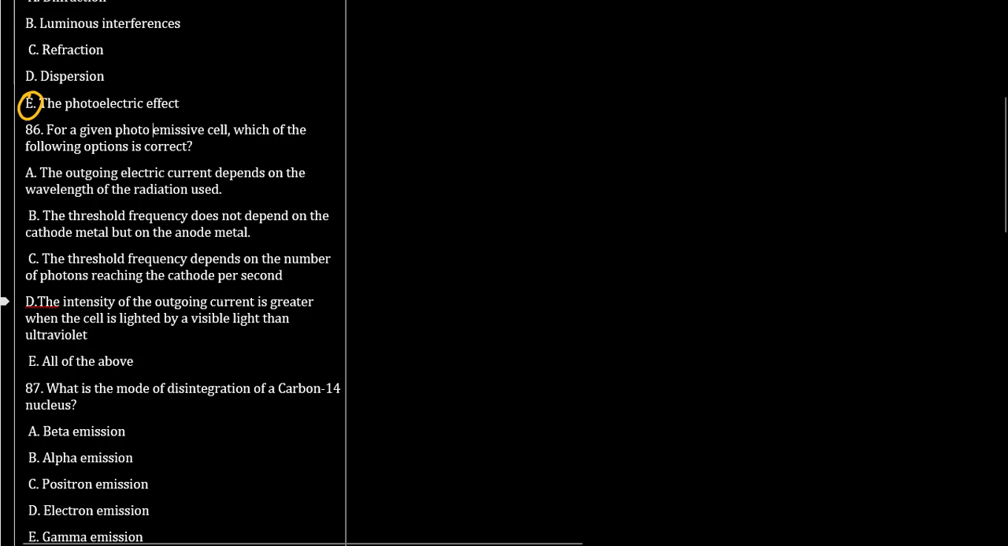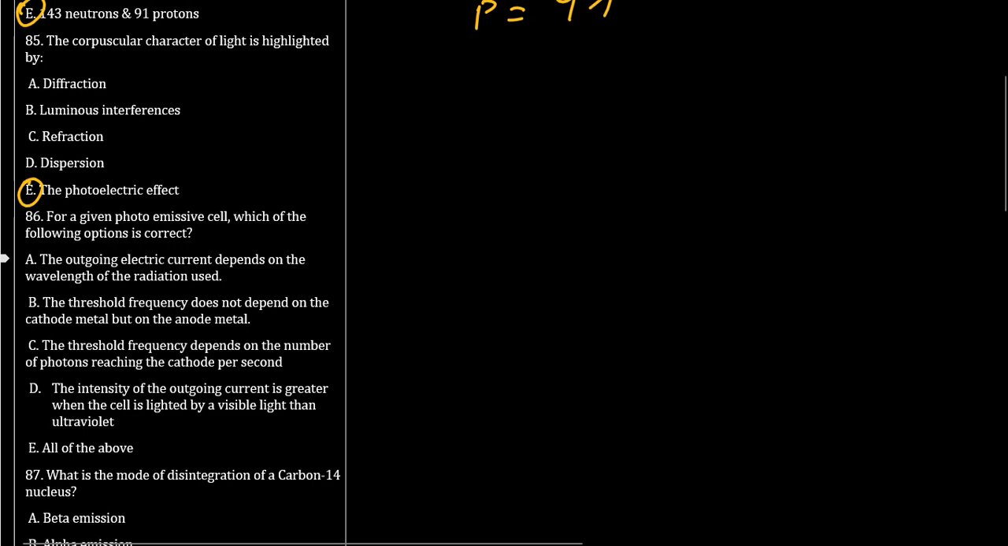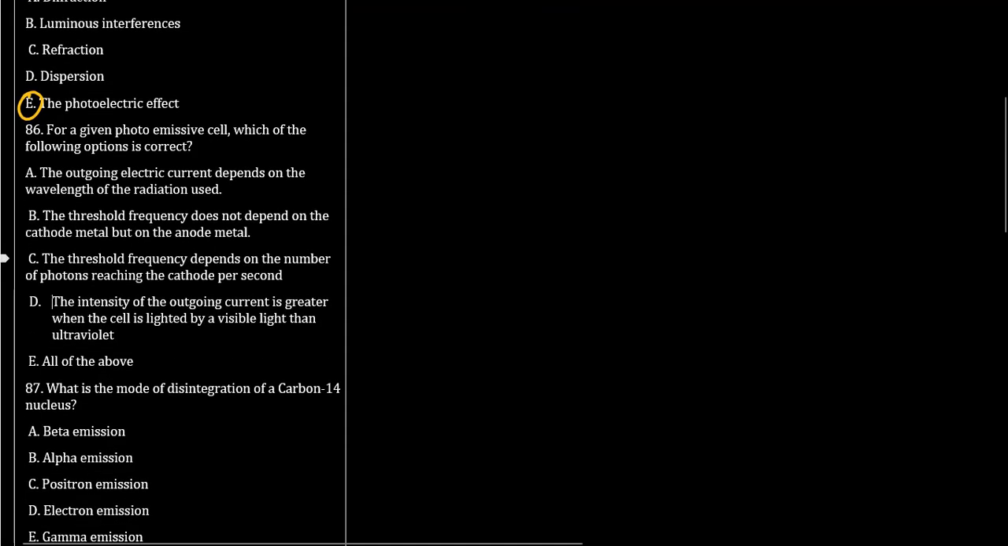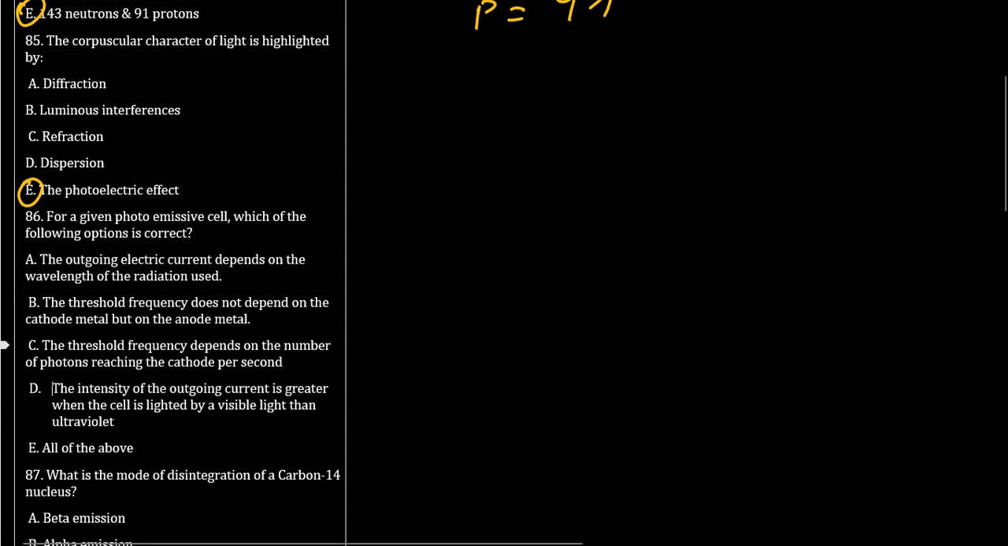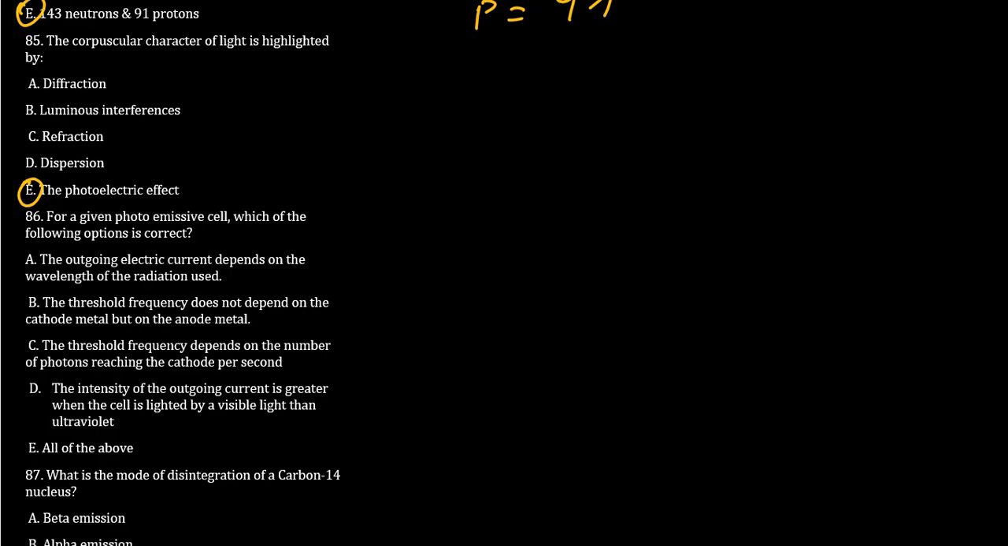The intensity of the outgoing current is greater when it's lighted by visible light than ultraviolet. E. None of the above. So analyzing the options, option A is correct. Option B says the threshold frequency does not depend on the cathode. No, it depends. C says the threshold frequency depends on the number of photons reaching the cathode per second. The threshold frequency is already a property of a metal, so it's not correct. Next, the intensity of the outgoing current is greater when lighted with visible light than ultraviolet.